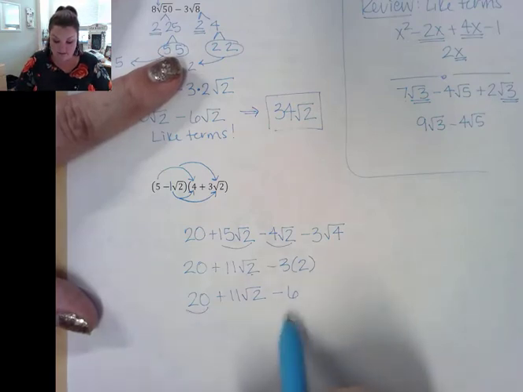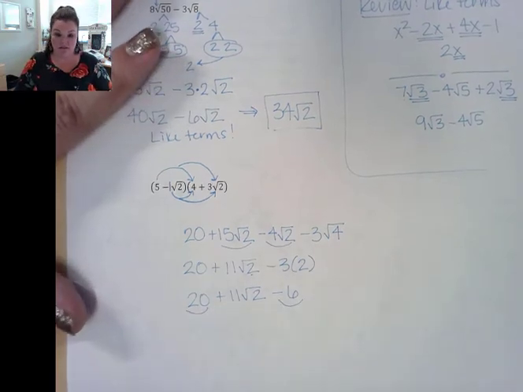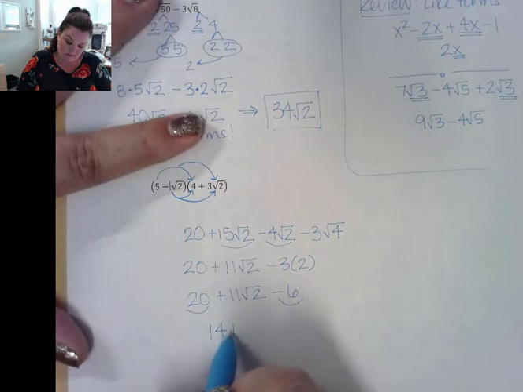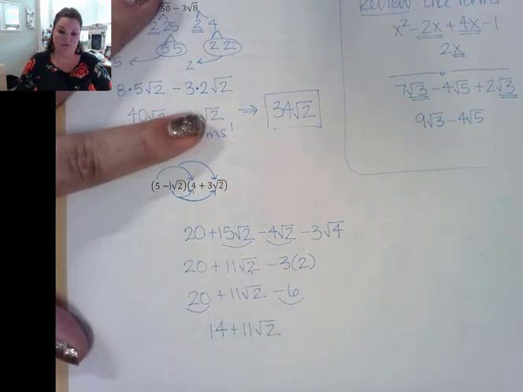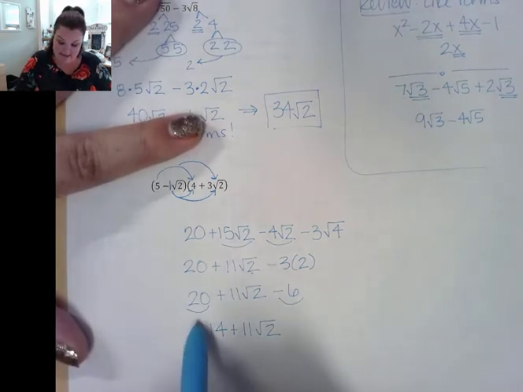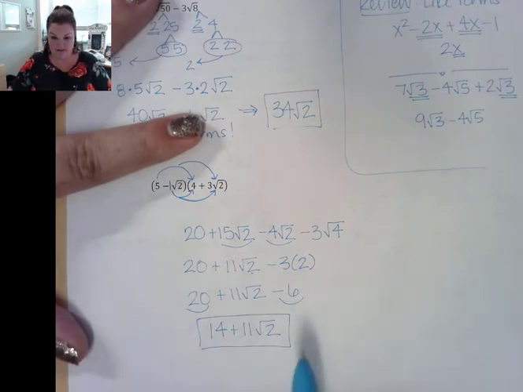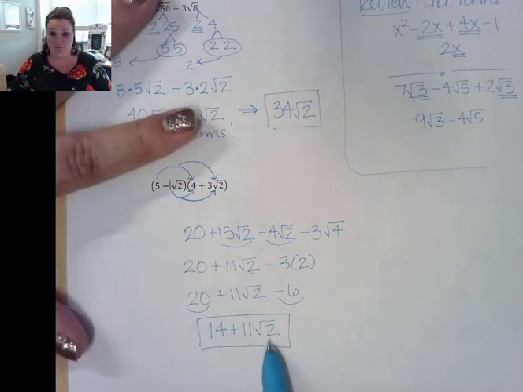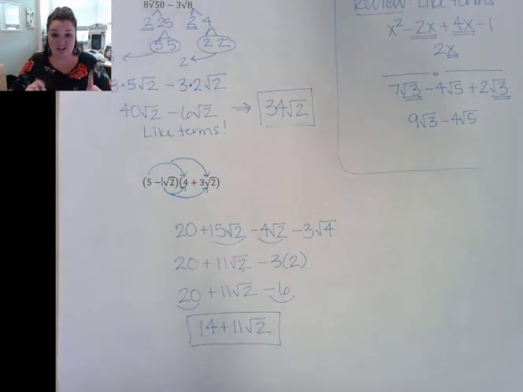And now I can combine my 20 and my negative 6, which gives me 14 plus 11 square root of 2. Okay, and I can't combine any further because the 11 has a square root and the 14 doesn't. So these are not like terms.